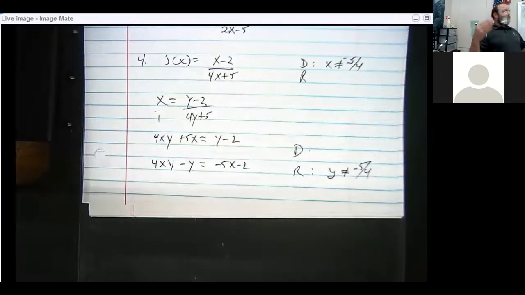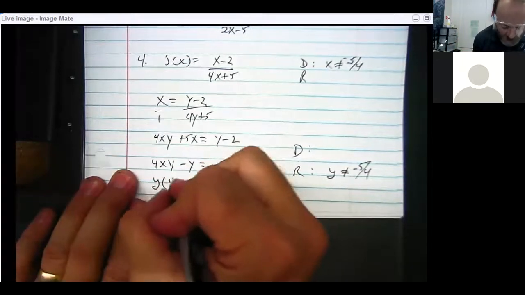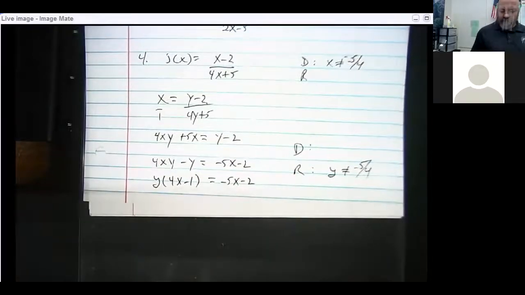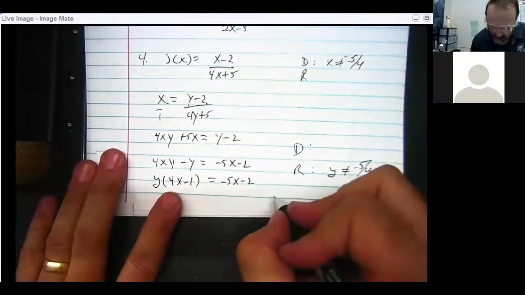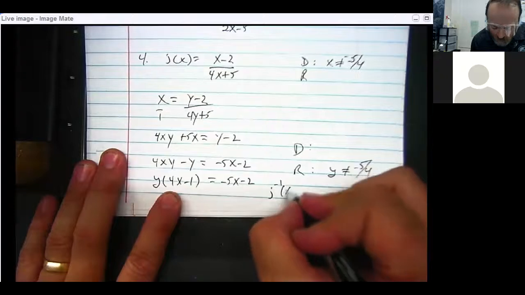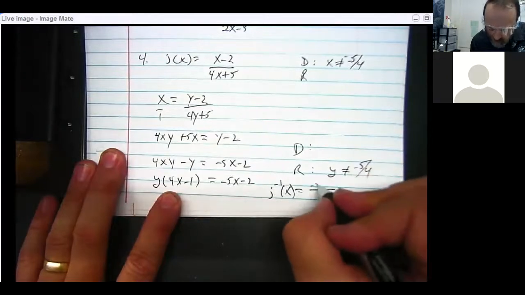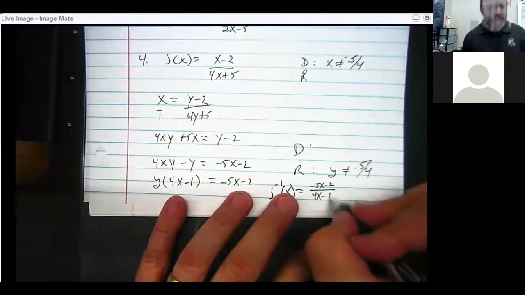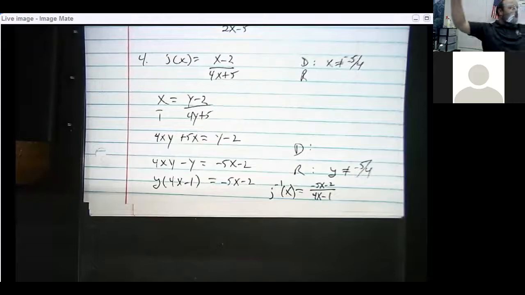Okay, why did we want to switch those places to get the y's on the left side? What was the whole reason for that? Because now I could factor out a y. And if I factored out a y, the last step then is that j inverse of x is negative 5x minus 2 over 4x minus 1, which means what's my new domain, everybody? What can I not have?